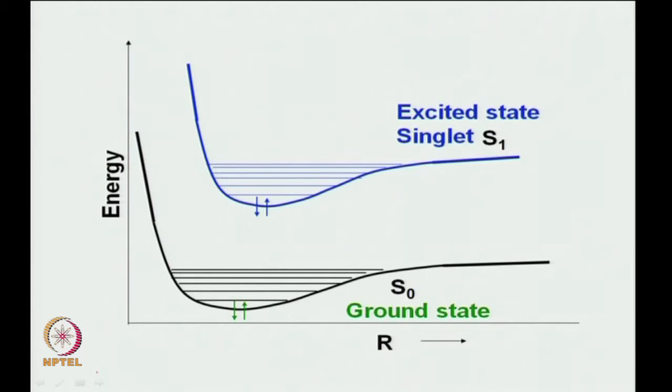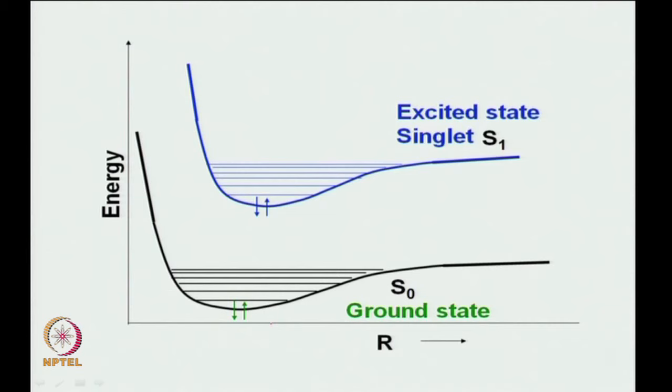Okay. So here you have one of the very simple pictures. You have two states, one is the ground state which is S0. What does S stand for? S stands for singlet, you can see the electrons are paired, right. Then in the excited state you also have another singlet which is S1. So 0 is the ground state, 1 is the excited state, right.